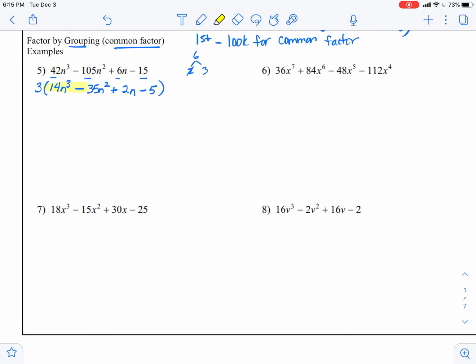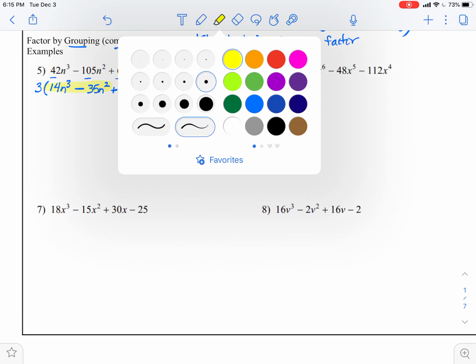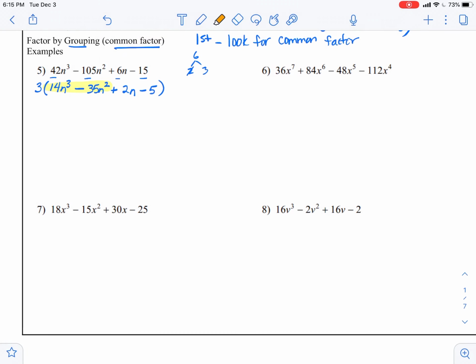And so what we do is we group, and for me, I'm just going to highlight because I think this works really well. I'm going to highlight and highlight. So that's my 2 groupings. Okay, now I do need to keep this 3 out in the front. It's not going to disappear.